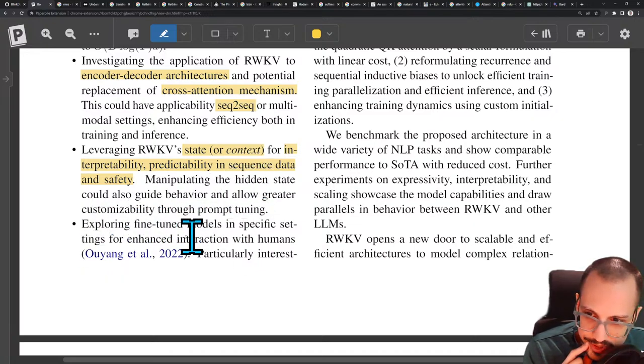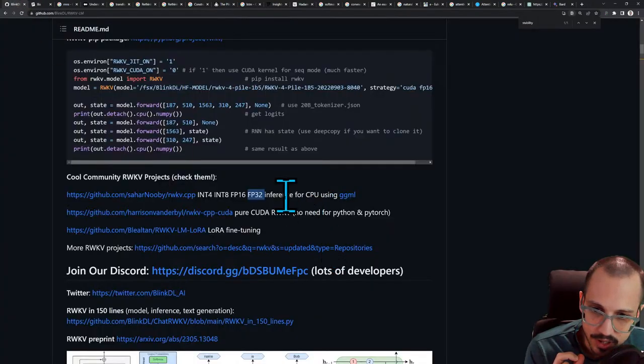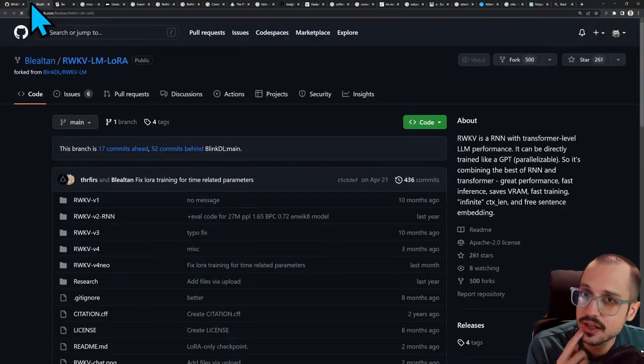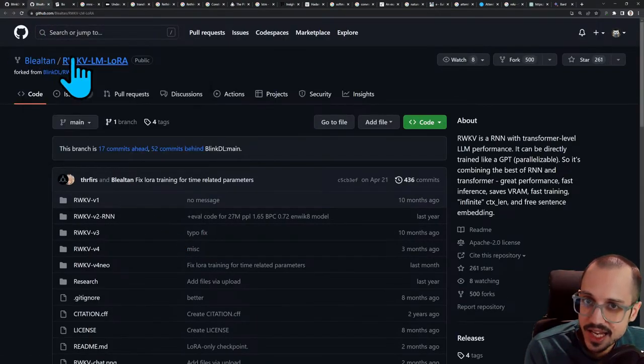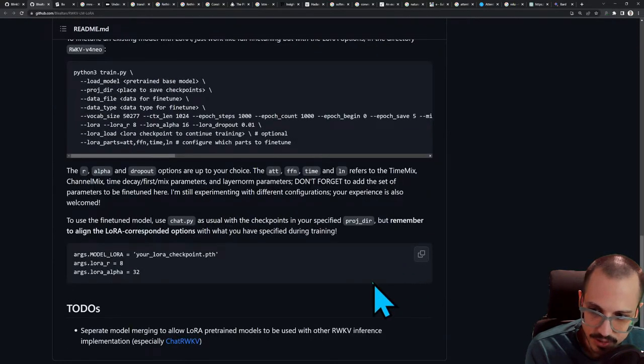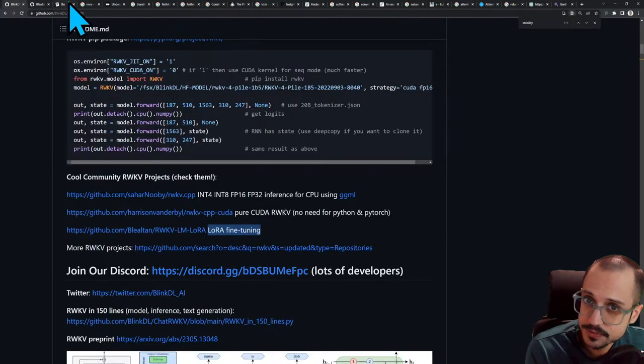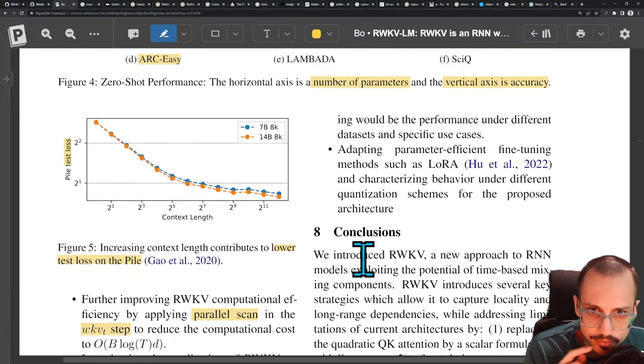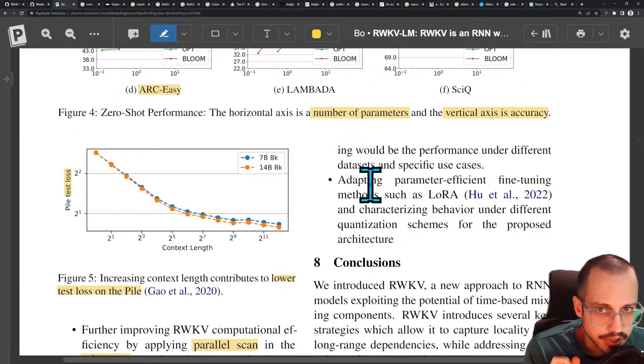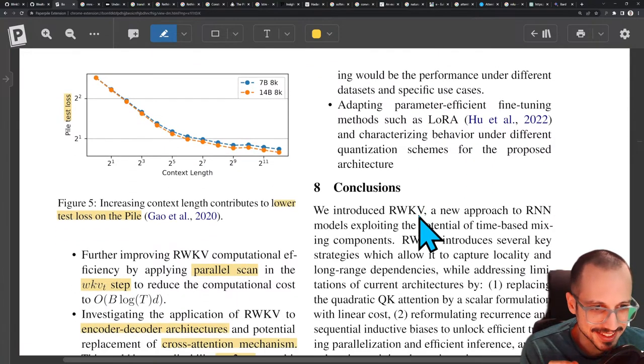Exploring fine-tuned methods and specific settings for enhanced interaction with humans. I think they actually were talking about that too, but you can do low rank LoRA fine-tuning for this as well. So this is somebody who made that. Here's a LoRA fine-tune for this model. Adapting parameter efficient fine-tuning such as LoRA. Okay, well, there you go. They already have that. So there it is.